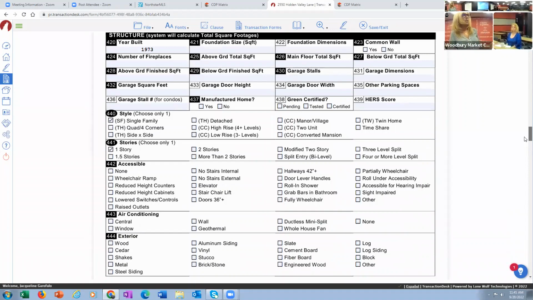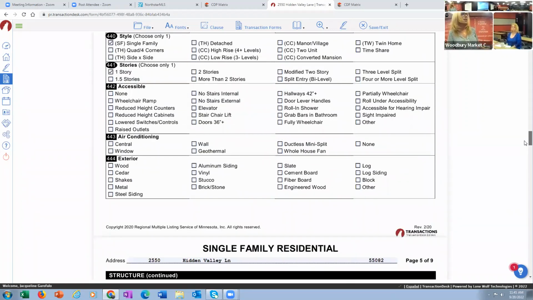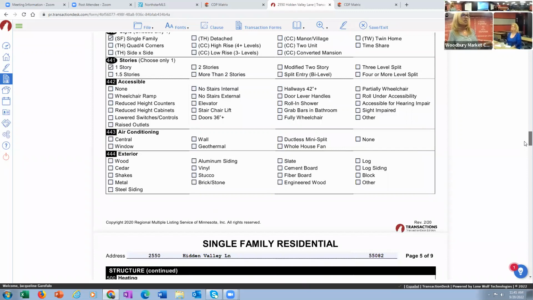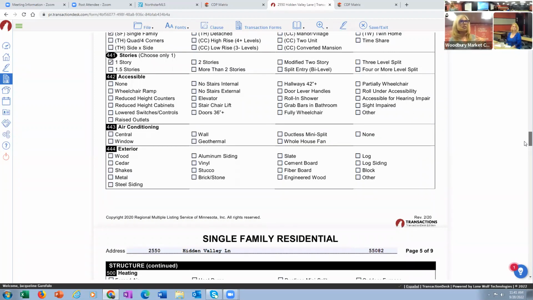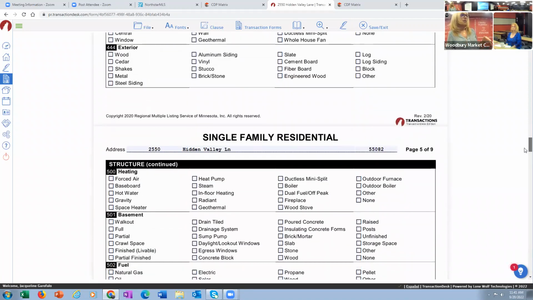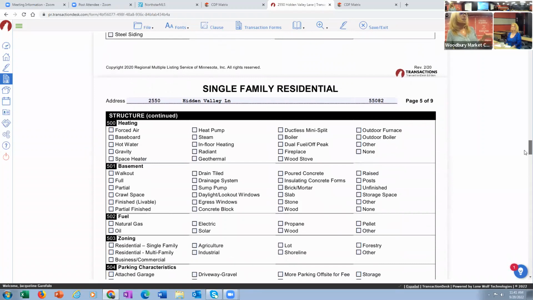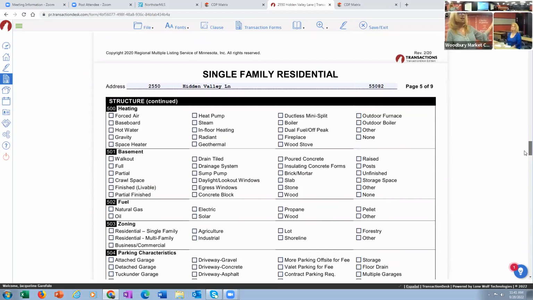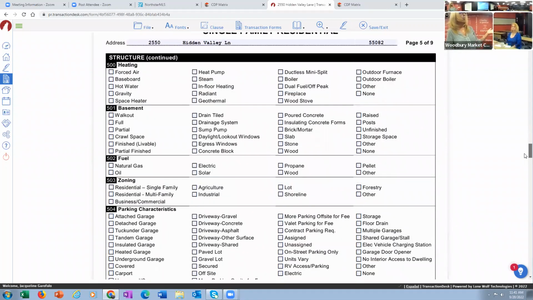The style of your house, your stories, your accessibility, is there air conditioning? What's the exterior like? It might be simple to you, but I always verify with my seller, is it vinyl or is it aluminum? Sometimes I don't know the difference. Sometimes it's a bunch of it. Heating, forced air, and I don't always rely on the previous listing either. They might have changed their heating, right? Basement, is it a walkout, is it finished? Is there a sump pump? These are the questions you want to find out about that basement.